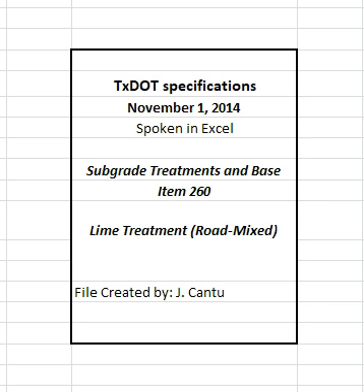6. Payment. The work performed and materials furnished in accordance with this Item and measured as provided under Measurement will be paid in accordance with Section 260.6.1, Lime, and Section 260.6.2, Lime Treatment. Furnishing and delivering new base will be paid for in accordance with Section 247.6.2, Flexible Base, Roadway Delivery, DOT.